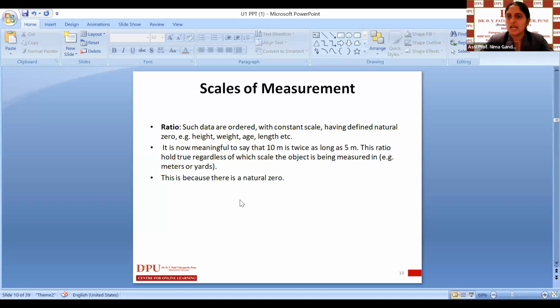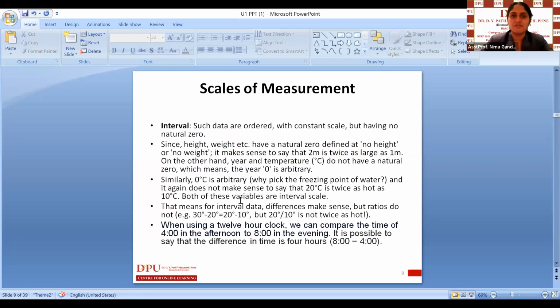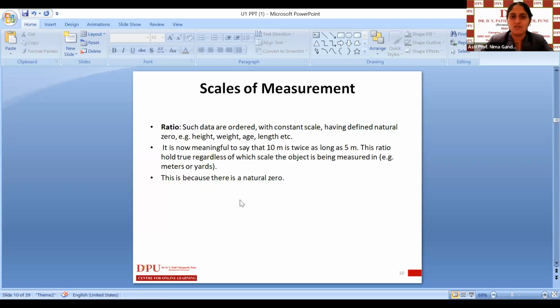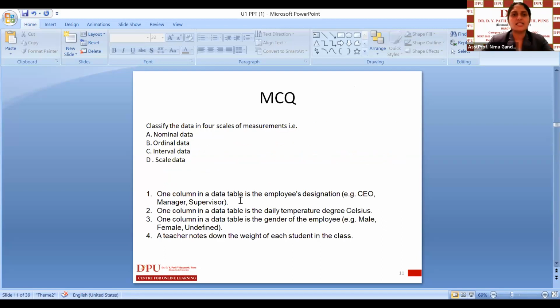For ratio scale, natural zero exists. So you can say 20 meter is twice as long as 10 meter. And this is the basic difference between the interval scale of measurement and ratio scale of measurement. Here the natural zero exists. So now classify the data in the 4 scales of measurement, that is nominal, ordinal, interval, and ratio. These are the 4 examples given to you below. You are supposed to tell me what type of data it is.